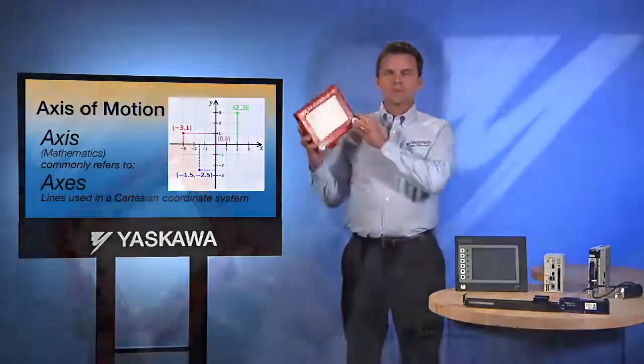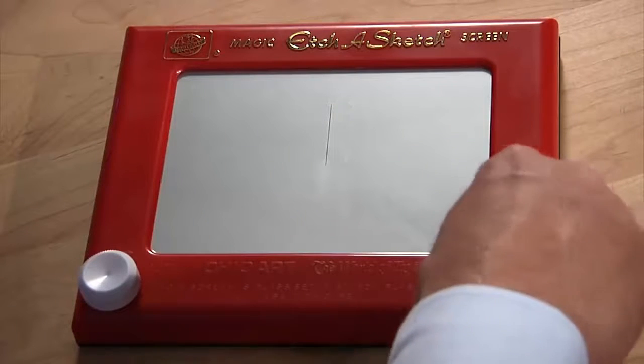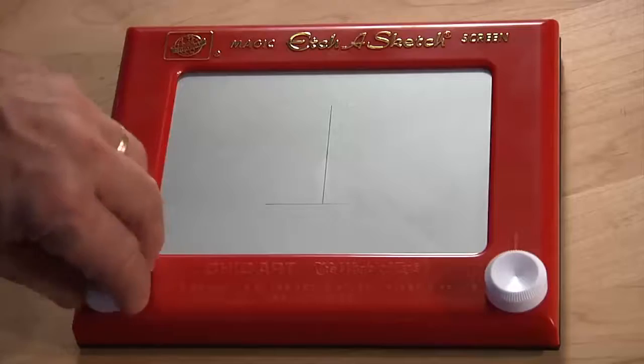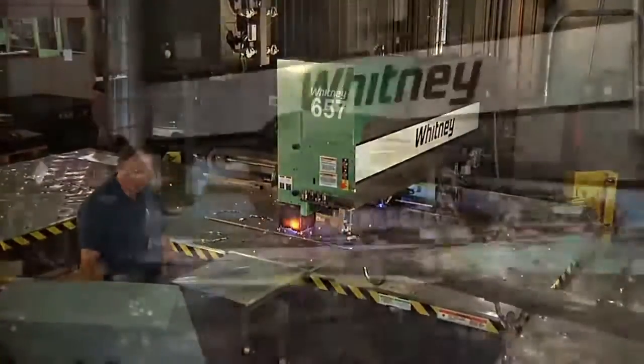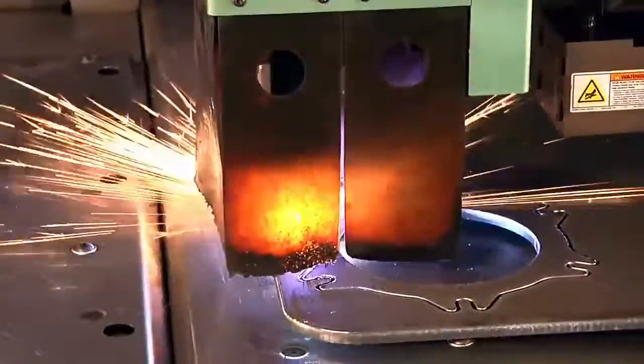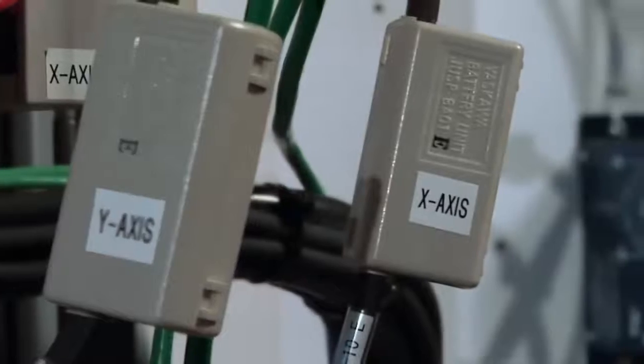Imagine that an Etch-a-Sketch toy was controlled by two servos. One servo would control the up and down direction, the other the left and right. Now that would be two axes of motion. In this example, the two axes are mechanically connected together to create two-dimensional motion. But even if there's no connection, each servo is considered an axis.